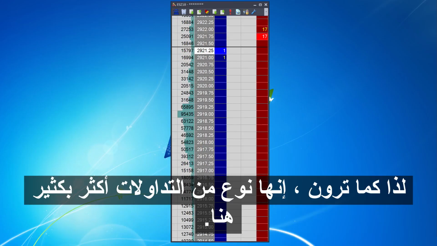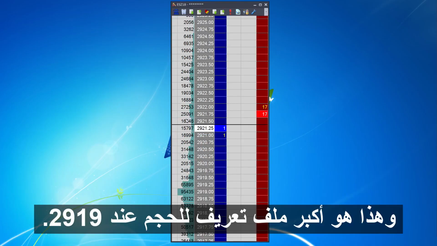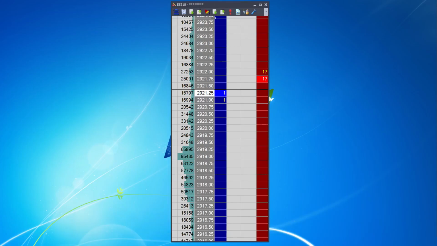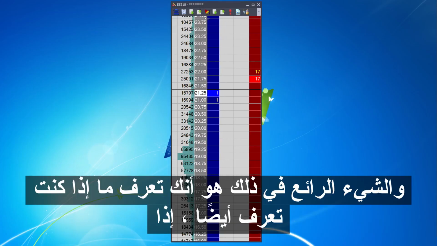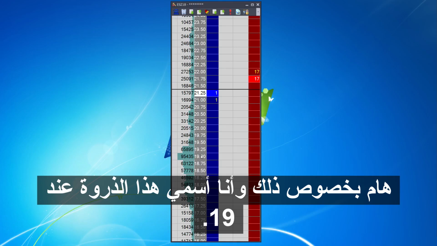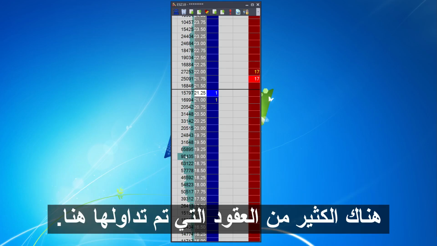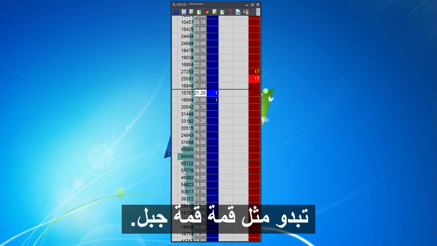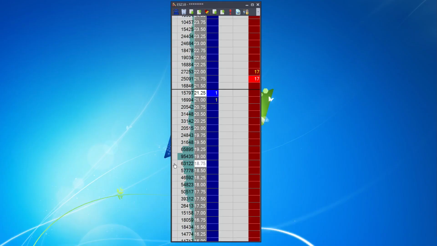So, as you can see, it kind of trades a lot more right here. And this is the biggest volume profile at 29.19 even. And what's great about that is if you get comfortable with reading the DOM, you'll see sort of what's significant about that. And I call this a peak. At 19, there's so many contracts that have traded here, it looks like the peak of a mountaintop.